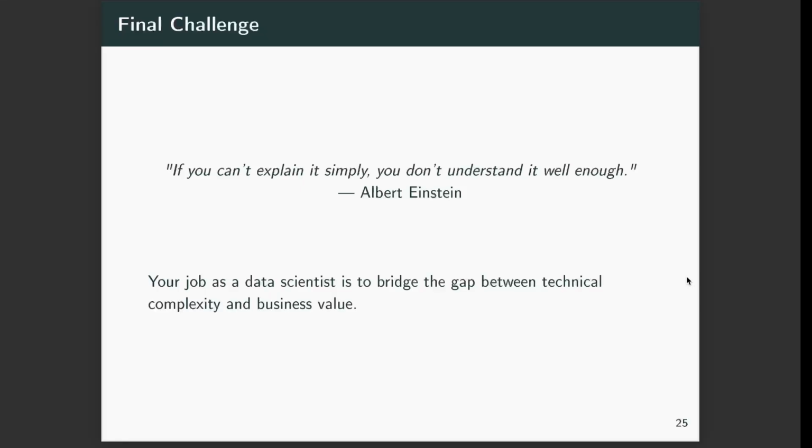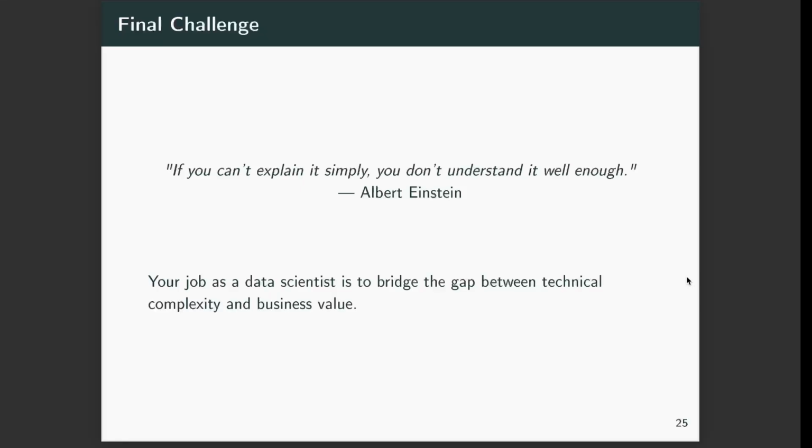When your CEO asks why the model recommended that marketing campaign, you need to be able to explain it. When a product manager asks why your recommendation system is suggesting certain items, you need to be able to explain it. When a regulator asks about the factors driving your credit scoring model, you need to be able to explain it. Your job as a data scientist is to bridge the gap between technical complexity and business value.